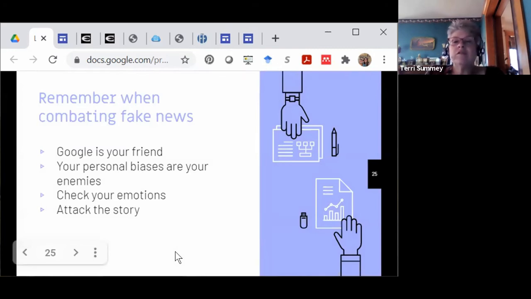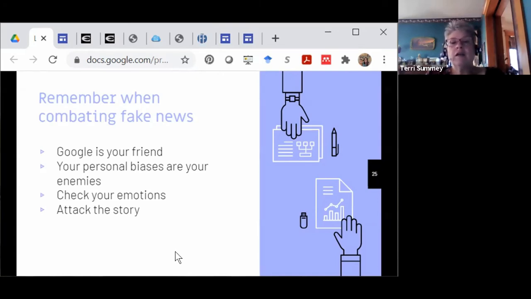So these are just some things to remember when combating fake news. Remember that Google is your friend. To verify a story's facts or search for a story on other outlets, the best way forward would be to use a search engine, of which Google is the most widely used, but you can use others. Your personal biases are your enemies. There's nothing wrong with having an opinion, but opinions are not always loyal to facts. So you want to maybe go to the facts. There are people that believe the earth is flat or that global warming is a hoax. These individuals are entitled to their opinions, but just because you believe doesn't mean it's true.